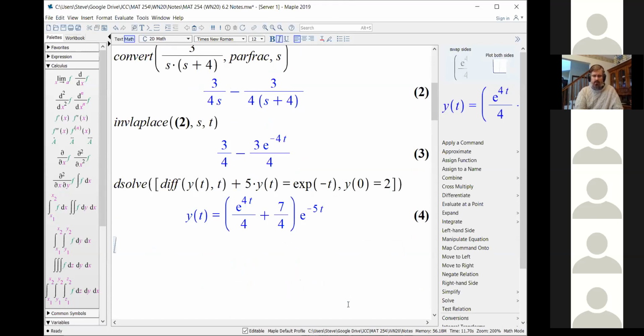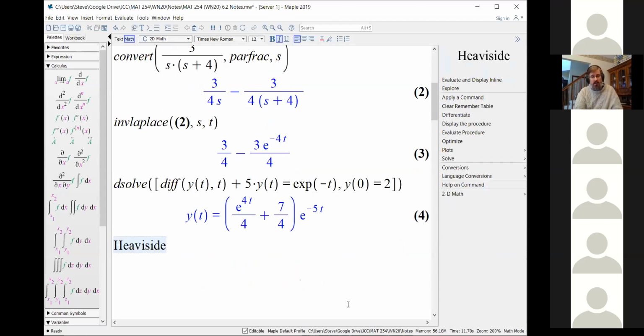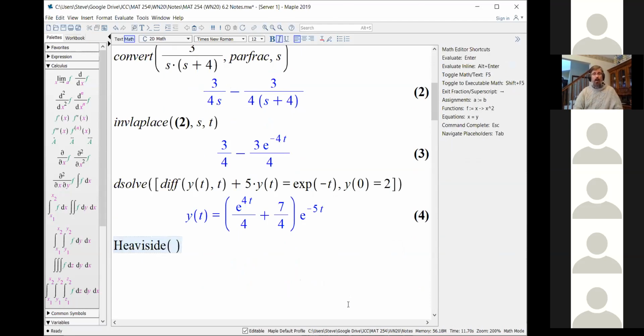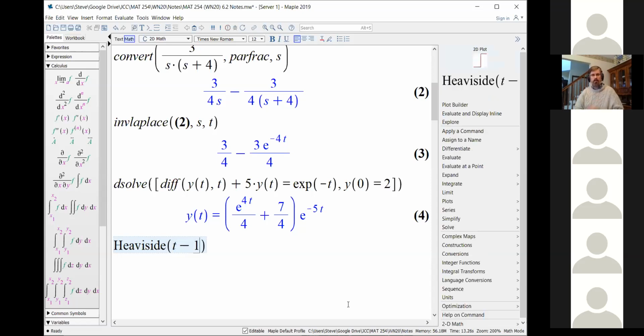So Maple understands the Heaviside function. If you just type in capital H, because it's somebody's name, which is odd because Laplace is not capitalized. Anyways, capital H for Heaviside, and then parentheses. And what we put inside the parentheses is, at first it seems a little strange, but it'll make sense. t minus 1. The Heaviside function t minus 1. This is code for u sub 1.